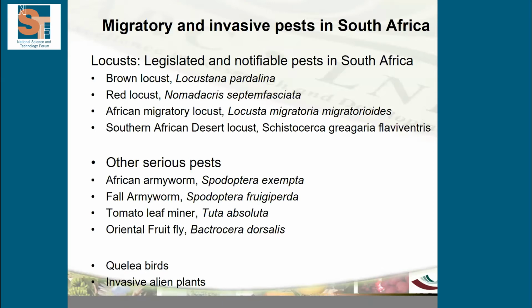Other serious invasive pests are the African armyworm, the fall armyworm, which has been in the news a lot lately, the tomato leaf miner, which is also a nasty pest indeed, and the oriental fruit fly. Apart from these pests, we've got a plethora of other invasive and migratory pests that impact food security and crop production, from quail birds to, for example, 400 species of invasive alien plants.